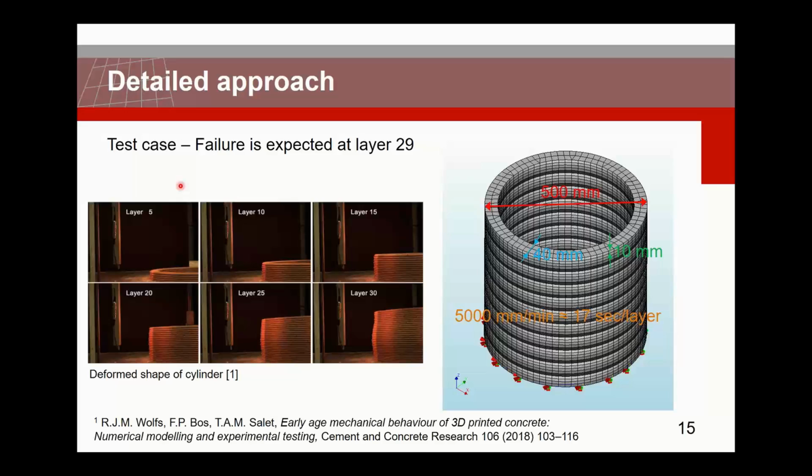So the idea is to model this experiment, keeping in mind the previous slides. It's a cylinder of 500 mm with a thickness of 40 mm, and all the print layers have a thickness of 10 mm. The print velocity is 5,000 millimeters per minute, so that means about 17 seconds per layer. And as you can see, we're now first using solid elements to model the cylinder.